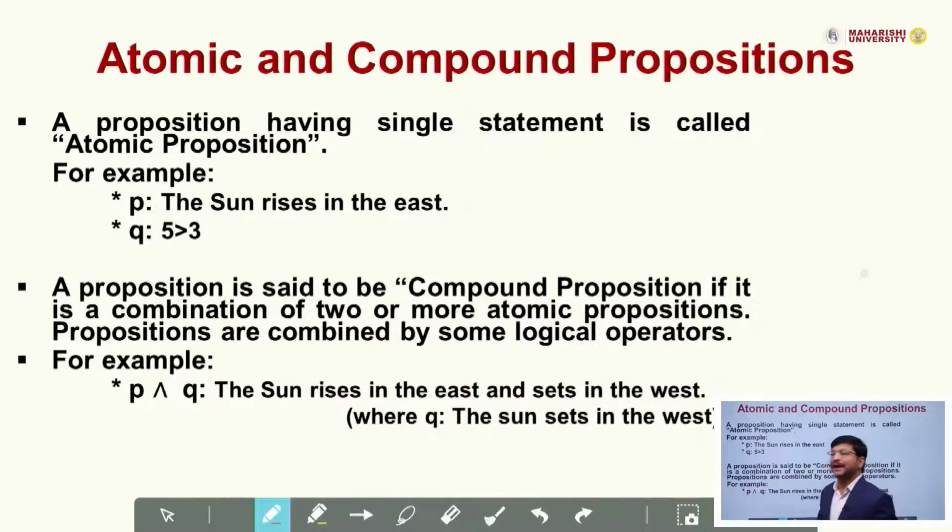Now, sometimes we have to combine these propositions into a single proposition to make a compound proposition. For example, the sun rises in the east and sets in the west. In this case, if we denote the sun rises in the east by P, and the sun sets in the west by Q, then both propositions can be combined together with some symbol. We will discuss all the symbols further in this video lecture series. P and Q, which is a compound proposition.